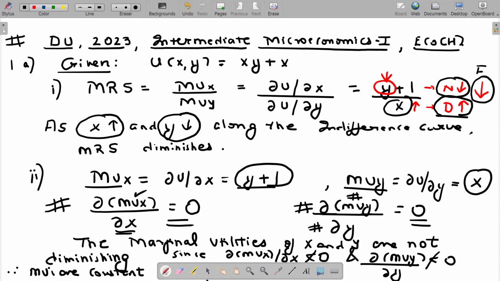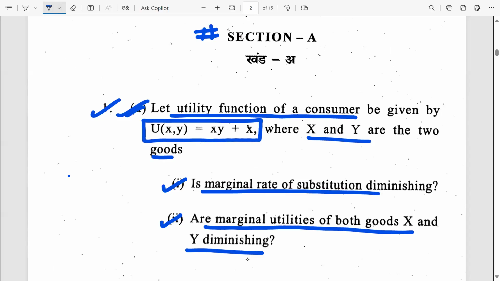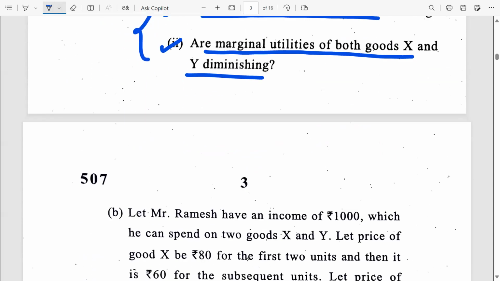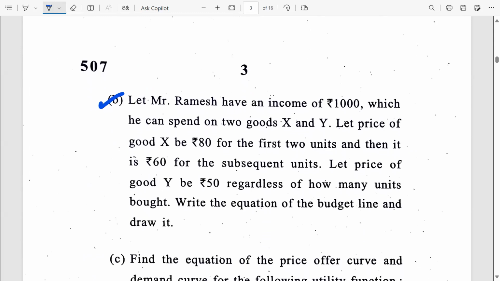Let's come back to the question paper. We are done with part A. Part A only had 2 parts, 1 and 2. Let's come to part B.